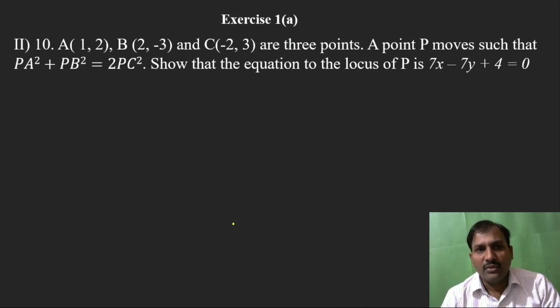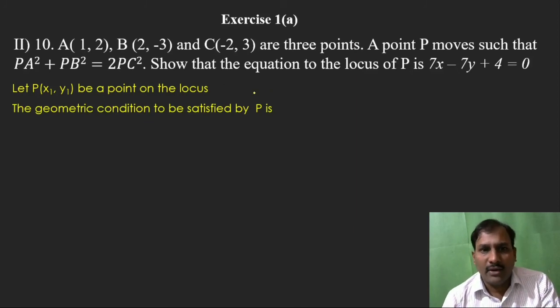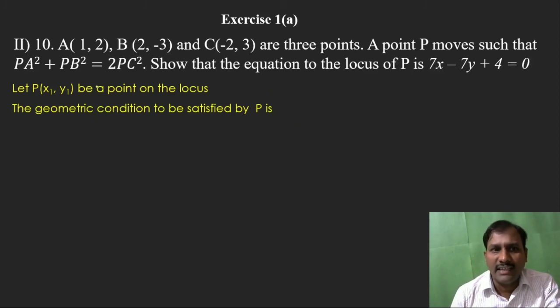A 1 comma 2, B 2 comma minus 3, and C minus 2 comma 3 are 3 points. A point P moves such that PA square plus PB square is equal to 2PC square. Show that the equation to the locus of P is 7x minus 7y plus 4 equal to 0. So here they have given the points and they have clearly given the condition also. So let P x1 comma y1 be a point on the locus, and what is the geometric condition here? PA square plus PB square is equal to 2PC square.